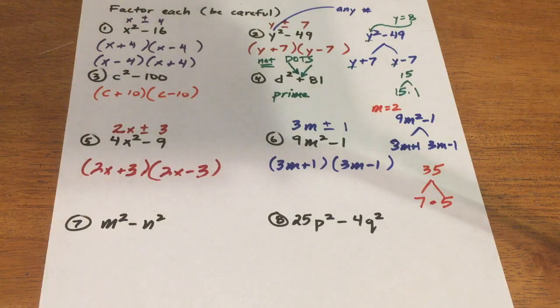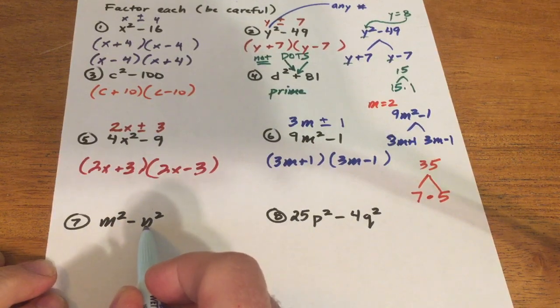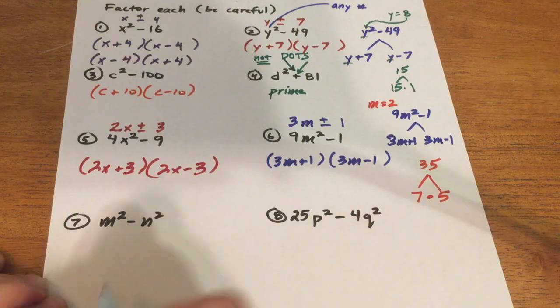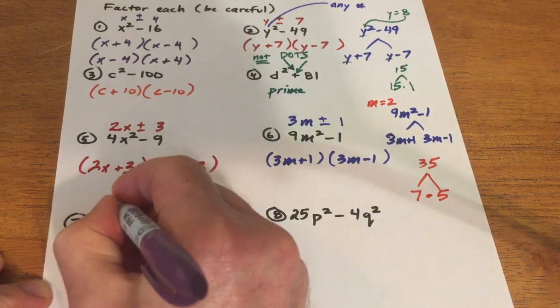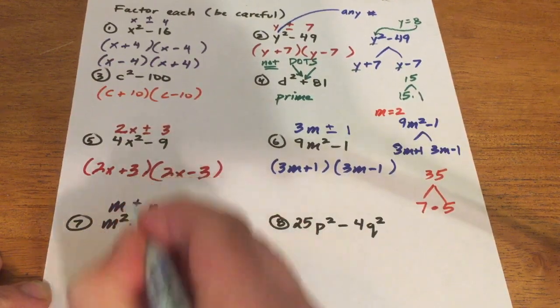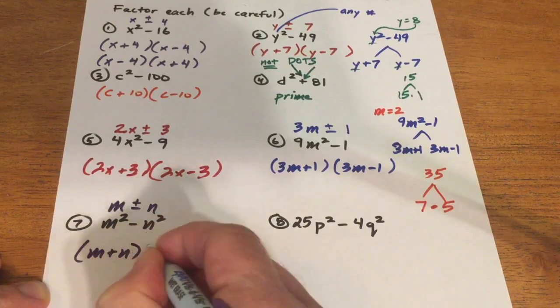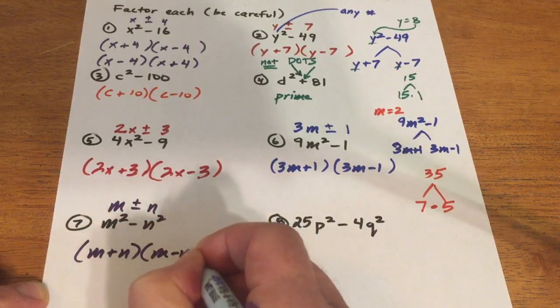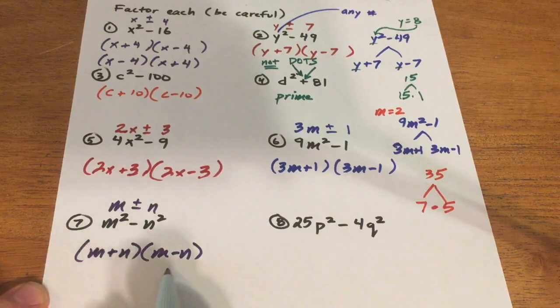Okay, ladies and gentlemen, let's go ahead and take a look at number 7. For number 7, we've got 2 variables. What are these values here? Any number you want them to be. And if we take the square roots, the square root of m squared, of course, is m. Square root of n squared is n. So we're going to get a plus first and then a minus. m plus n, m minus n. After a while, ladies and gentlemen, you don't even need to write this out. Hopefully you're able to just write out your final answer.